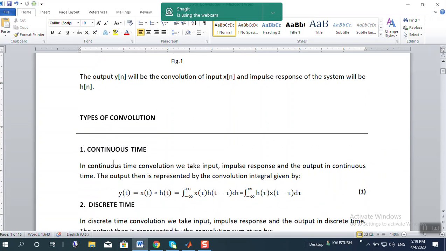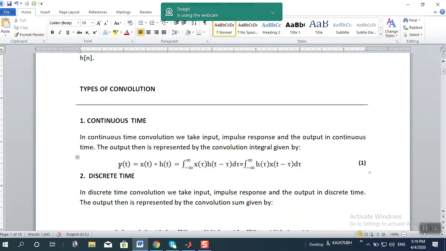Basically, convolution is of two types. For a continuous time LTI system, the convolution is the convolution integral, represented by y of t equals x of t convolution h of t, the integral from minus infinity to infinity of x of tau h of t minus tau d tau. And since convolution is commutative, you can have h of tau x of t minus tau d tau as well. This is not our concern here because we are going to deal with the discrete time convolution only.